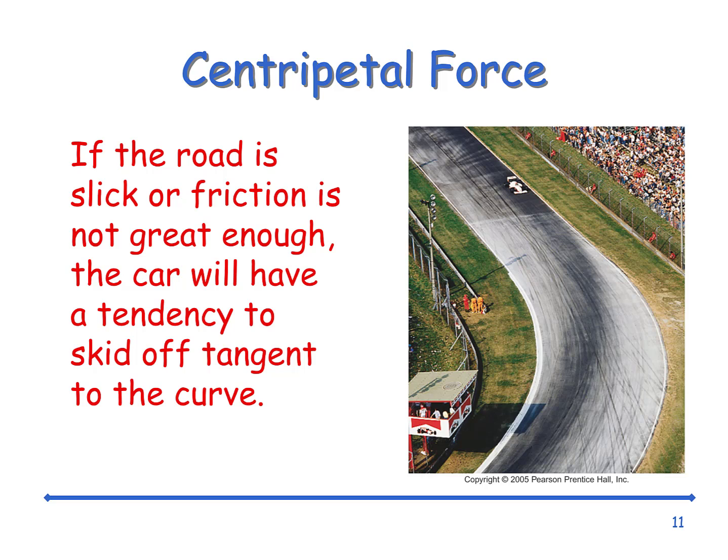If a road is slick or the friction's not great enough, the car is not going to be able to make that turn. It's going to have a tendency of skidding off the track at tangents to the curve. And you can see here, this is a nice demonstration of this. You can see where the Formula One cars lose their traction if they don't have enough friction to keep them along this path. When they lose control, they fly off not along curved paths, but straight off, tangent to the curve they would be taking otherwise, which is kind of cool.